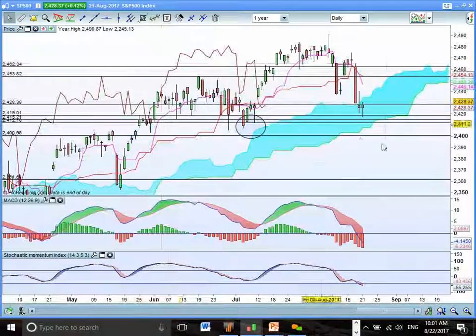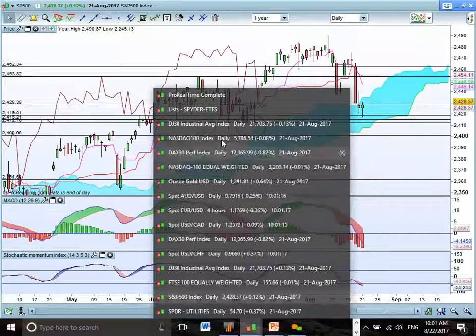S&P 500 Spider index. This is the S&P 500 index. Sorry, let me just go back to the Spider.